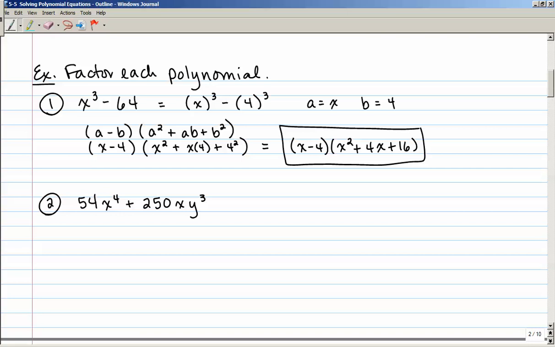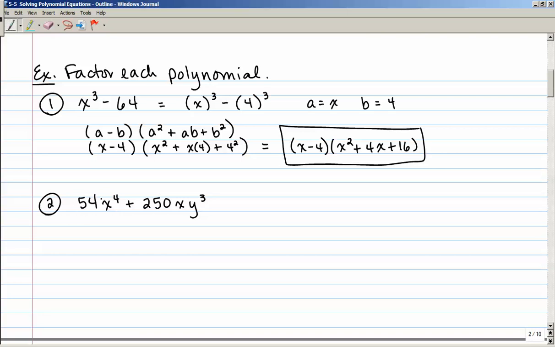Let's take a look at example number 2 here. 54x to the fourth plus 250xy to the third. Well, the first thing I notice is I can take out a greatest common factor of x. Both of those terms have an x in it, and I can factor that out. But 54 is not a perfect cube, nor is 250. But I do know that both of them are divisible by 2.